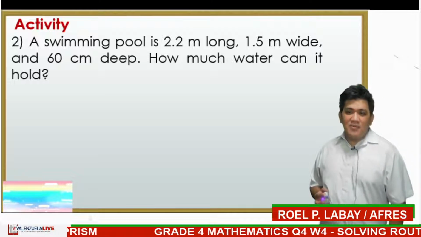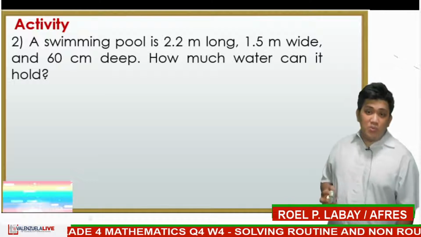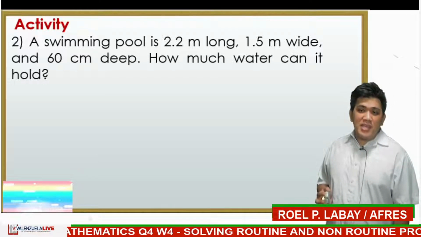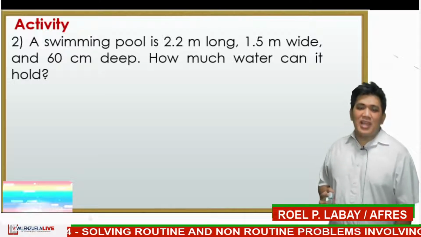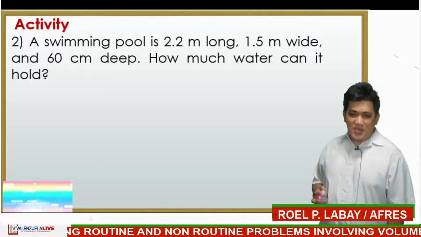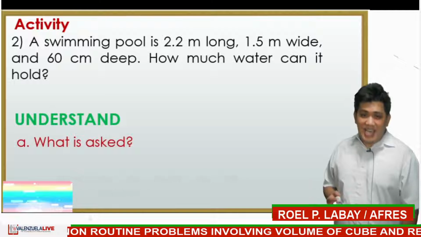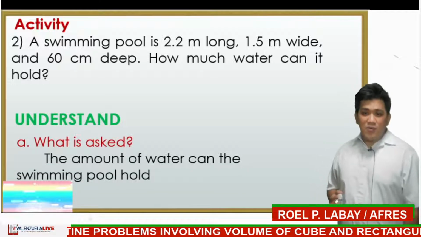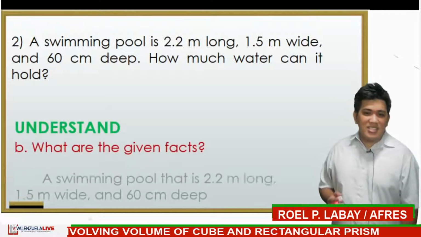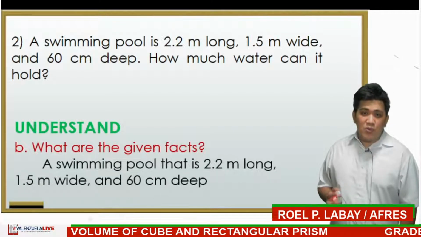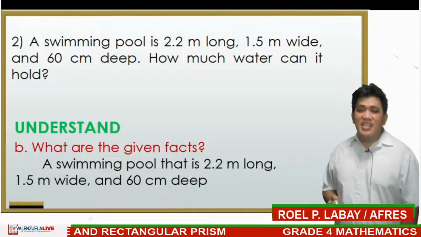Okay, time's up. Let's check your work. So the problem is a swimming pool is 2.2 meter long, 1.5 meter wide, and 60 centimeter deep. How much water can it hold? Again, first step is to understand the problem. So what is asking the problem? The amount of water the swimming pool can hold. And what are the given facts? A swimming pool that is 2.2 meter long, 1.5 meter wide, and 60 centimeter deep.